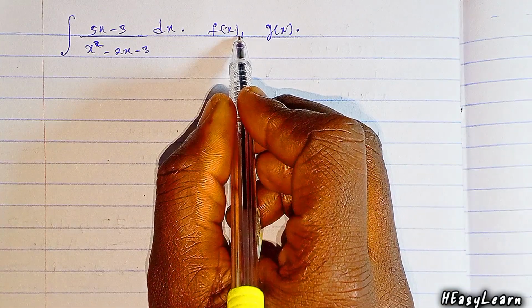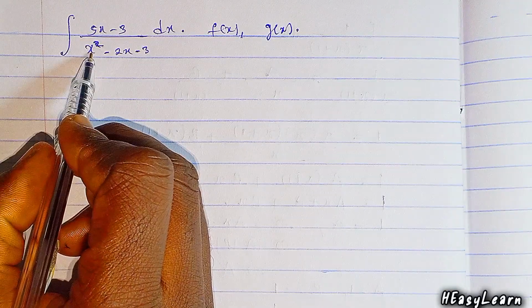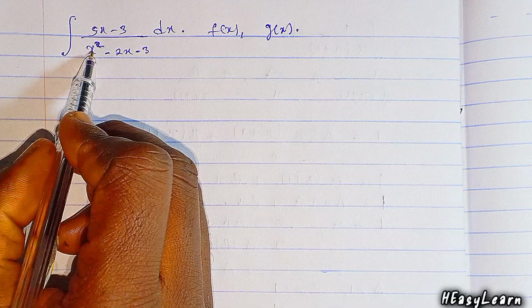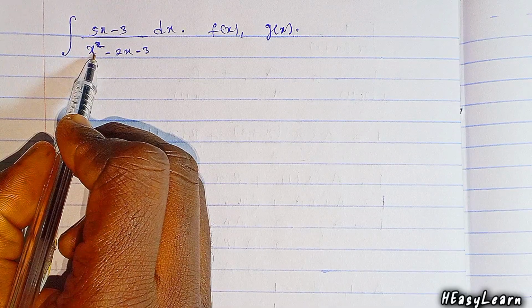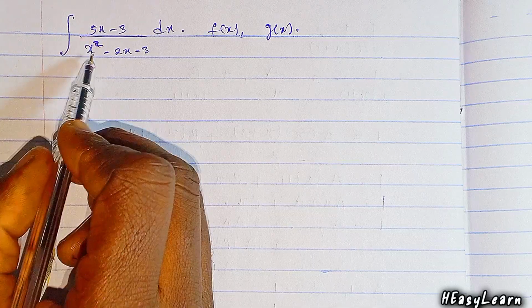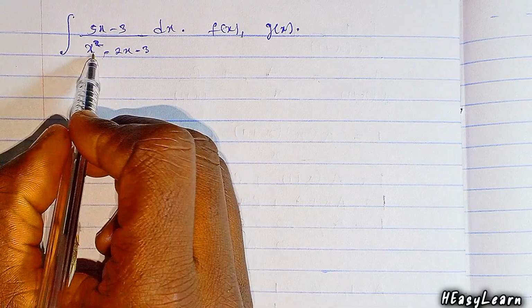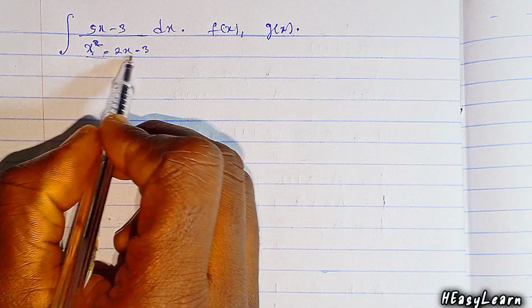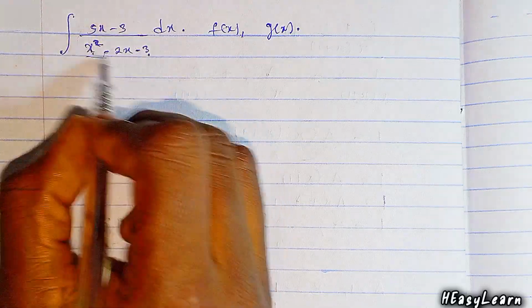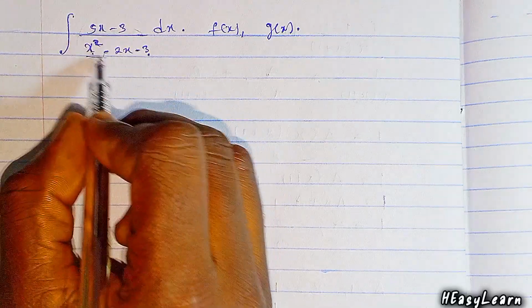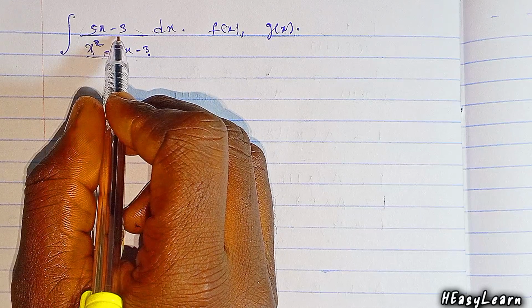Again, the degree of f of x must be less than the degree of g of x. In this case, the degree of f of x is 1. The degree of g of x is 2. Here 1 is less than 2. Again, we check that the factors of g of x are real and linear. The fraction can be written as a sum of other fractions. What is it saying in this case?